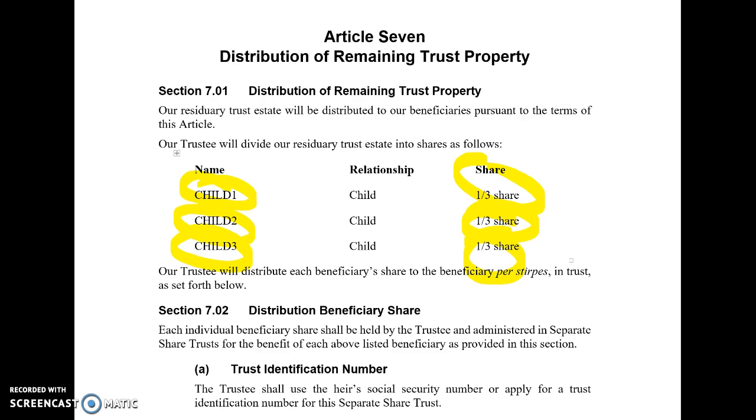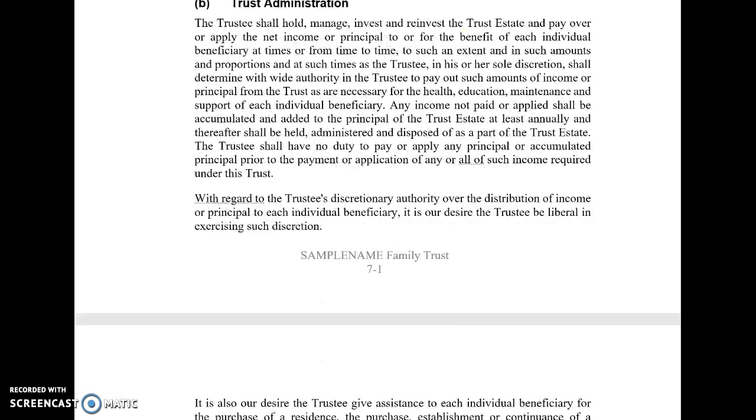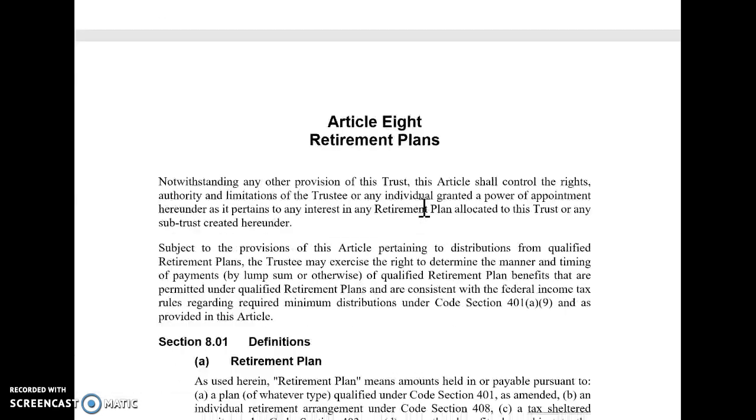That's what Article 7 is about. Where does my stuff go? And then there's some direction here about how do we deal with these shares? How does that work? What are the protections?